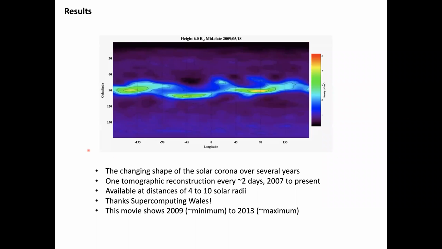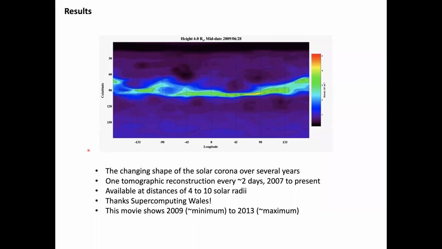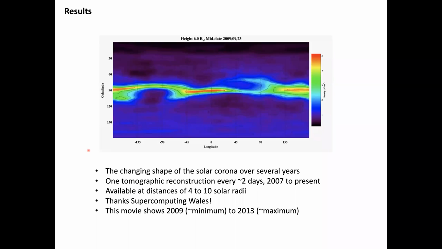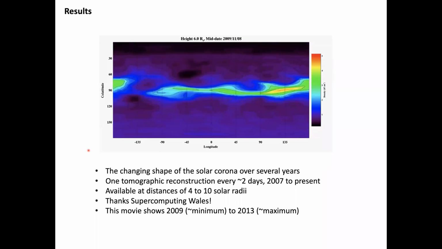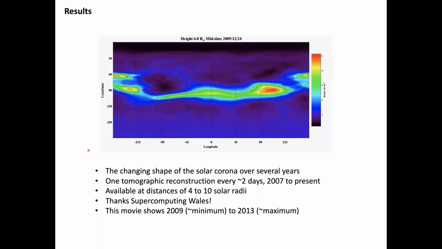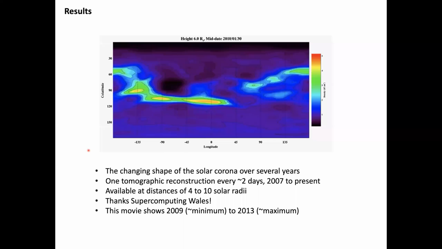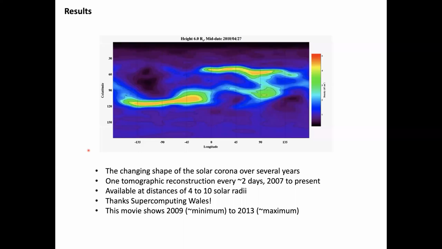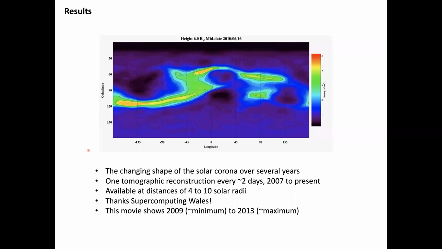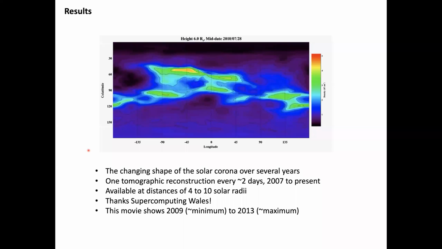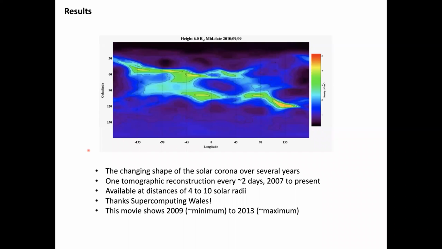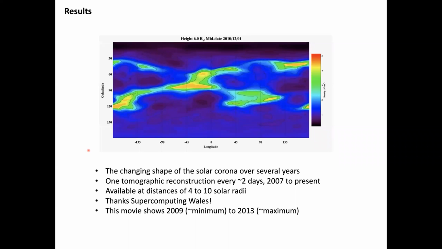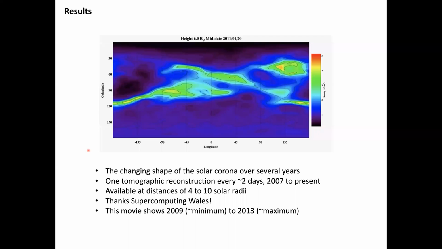So we have created tomography reconstructions for every other day since 2007 at distances between 4 and 10 solar radii. This was done on Supercomputing Wales. And this movie is showing the coronal structure between the minimum at 2009 to maximum at 2013.